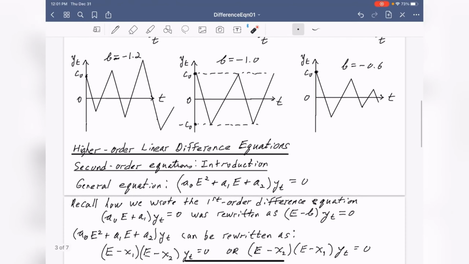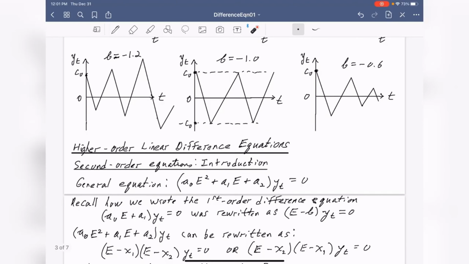So what happens if we have higher order linear difference equations? Let's look at a second order equation. The general equation in operator form would look like this: (a0 E squared plus a1 E plus a2) times yt equals 0. Or we can say that a0 multiplied by y(t+2) plus a1 multiplied by y(t+1) plus a2 multiplied by yt is equal to 0.